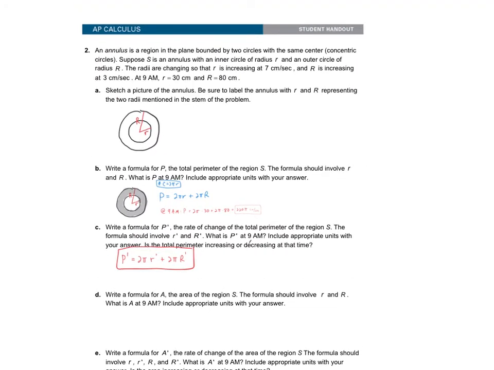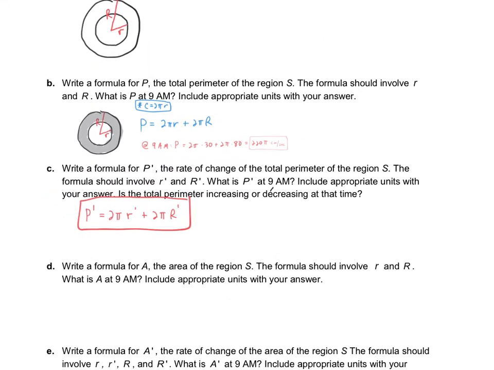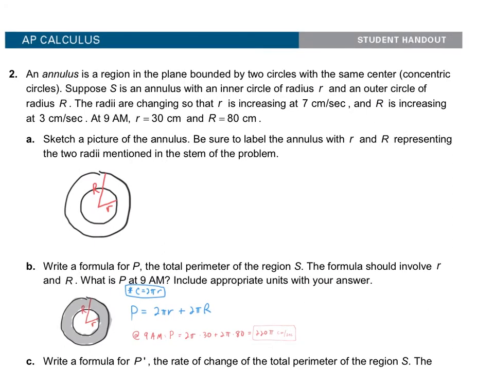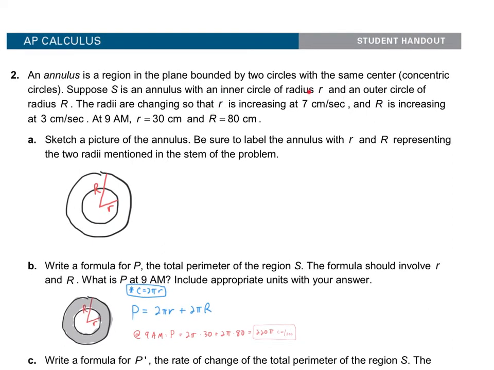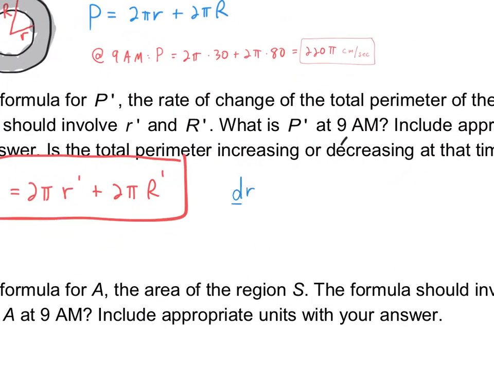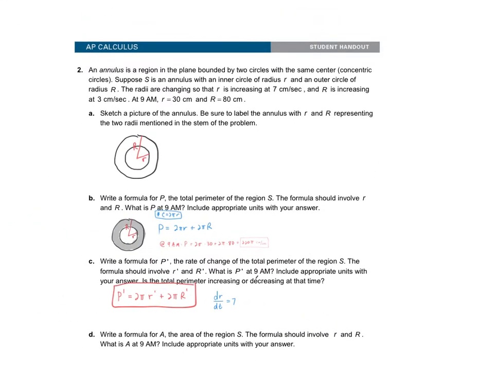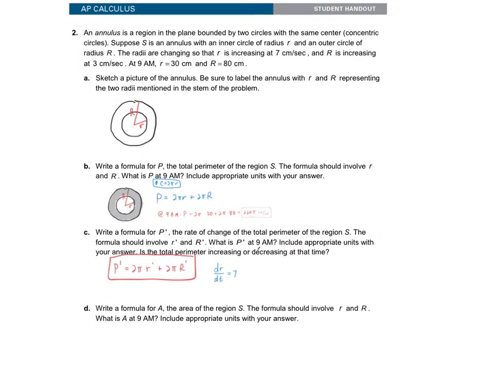Okay, so let's go back. In order to get P prime, we need little r prime and big R prime. So we need to know how fast each one of these are changing. That's what little r prime is, how fast the little radius is changing, and big R prime is how fast the big radius is changing. So they tell us each one of those. Little r is increasing at 7 centimeters per second. And then they say the other one is increasing at 3 centimeters per second.